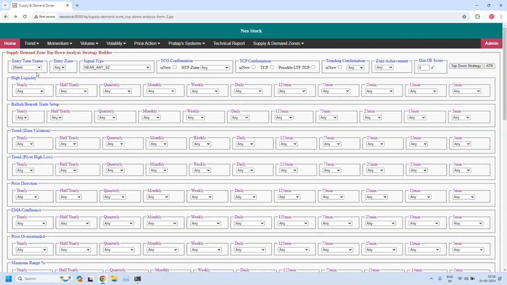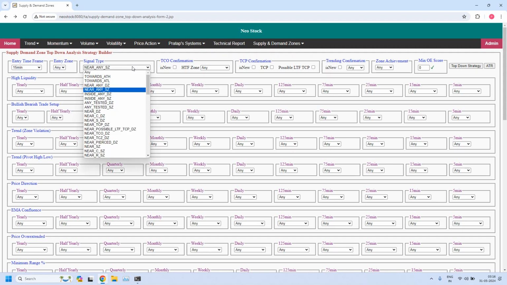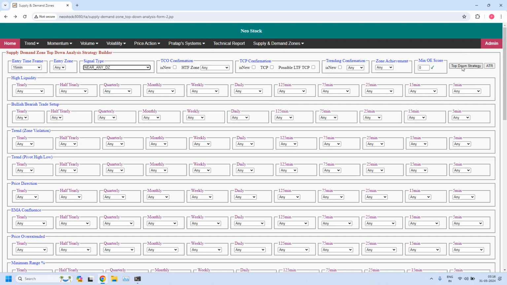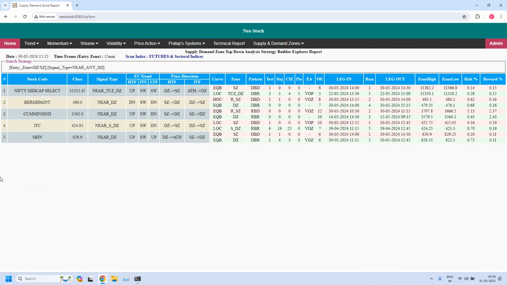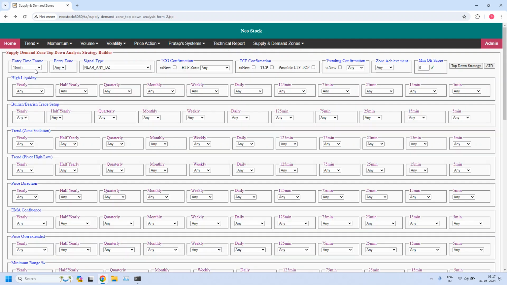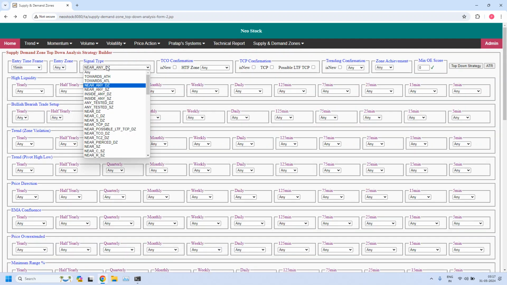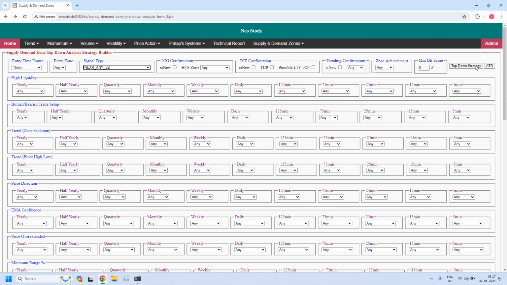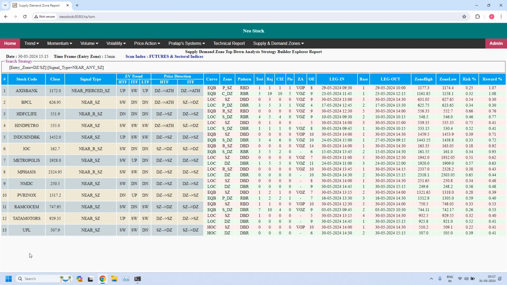I am going back, changing the time frame to 15 minutes. Let us find the stocks near the 15 minutes demand zone. 5 stocks are near the 15 minutes demand zone. Let me go back. For the 15 minutes time frame, let us find the stocks near the 15 minutes supply zone. 13 stocks are filtered.